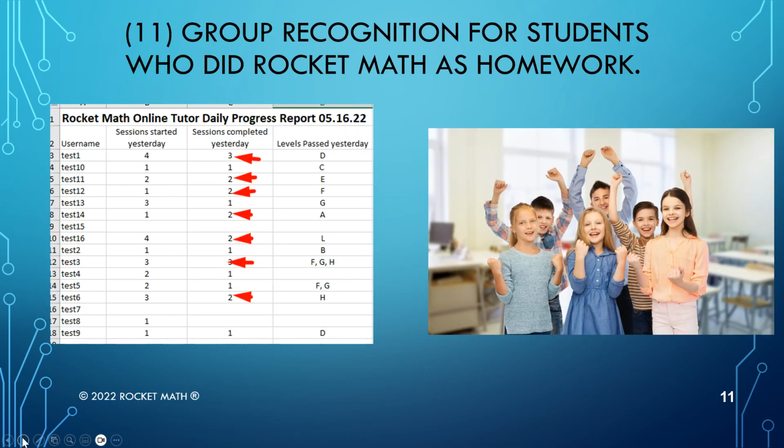Number 11 is to give group recognition for students who did Rocket Math as homework. You'll know this from the daily progress report. Anyone who completed more sessions than the one you did in school must have done Rocket Math as homework. Call out those students to stand up and take a bow or show a cheer. Keep doing that until everyone does it every day.